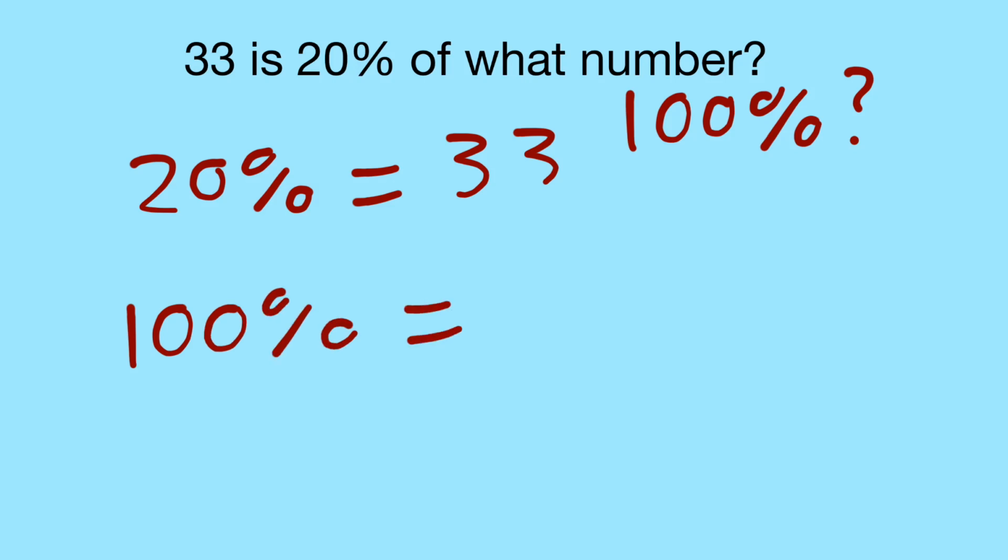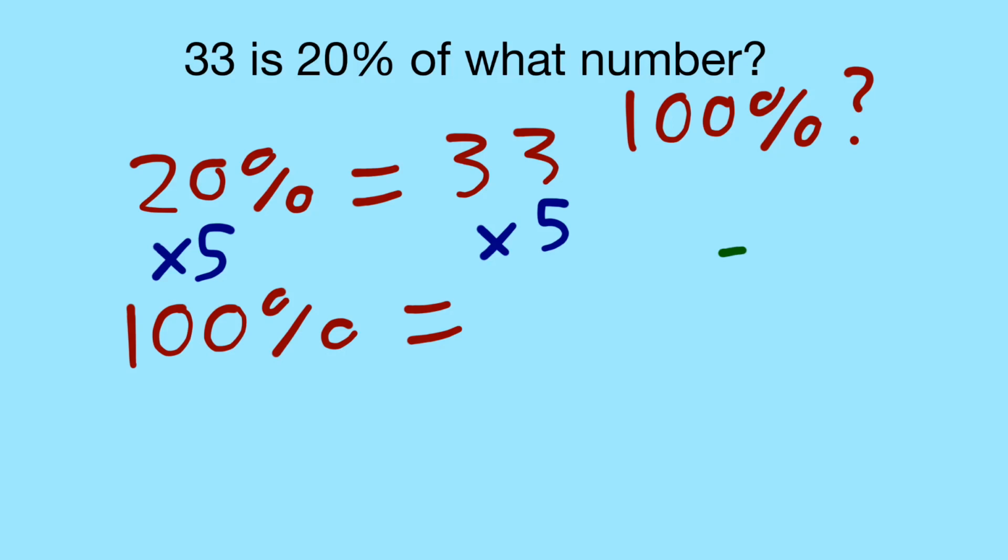So, ask yourself, what are we going to do to 20 to make 100? Well, obviously, how many 20s go into 100? There are 5 20s in 100, so whatever I've done to the percentage, I need to do to the amount. So, I need to do 33 multiplied by 5.